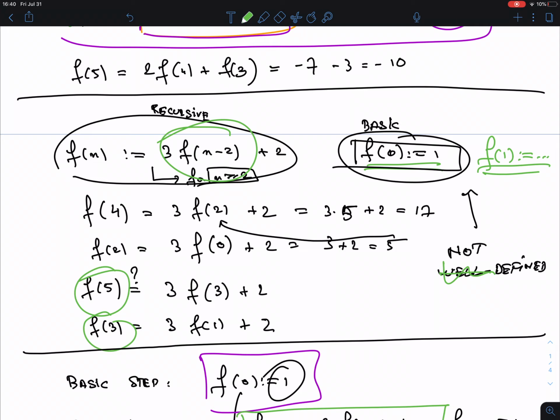Okay, I'll leave it to the homework problems and see how far you get with this. Okay, and then we'll solve this more.